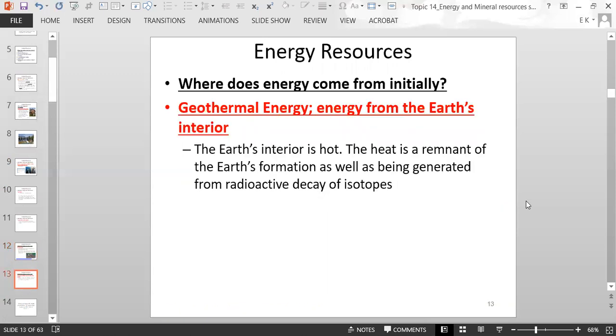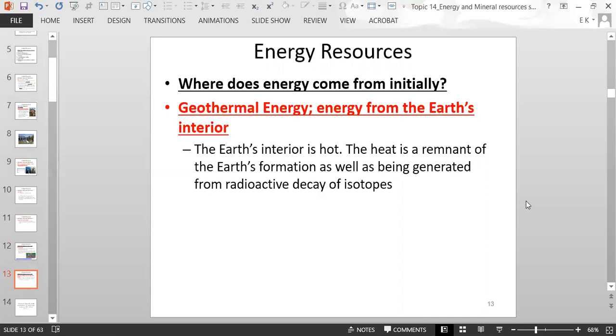Then we have geothermal energy. This is energy that comes from the Earth's interior. So inside the Earth is hot, and that heat is a remnant of the Earth's formation, as well as being generated from the radioactive decay of isotopes.